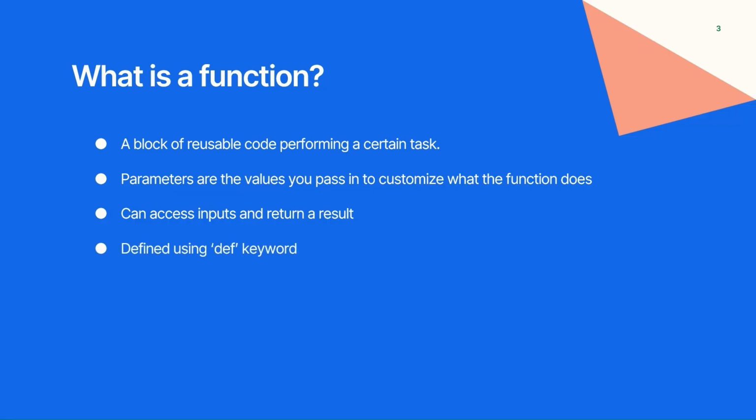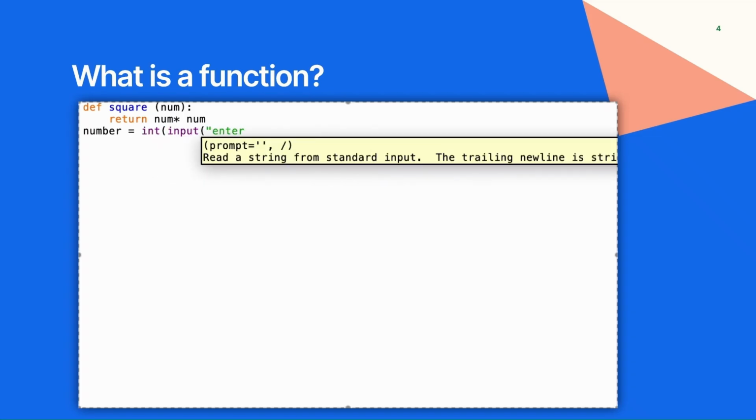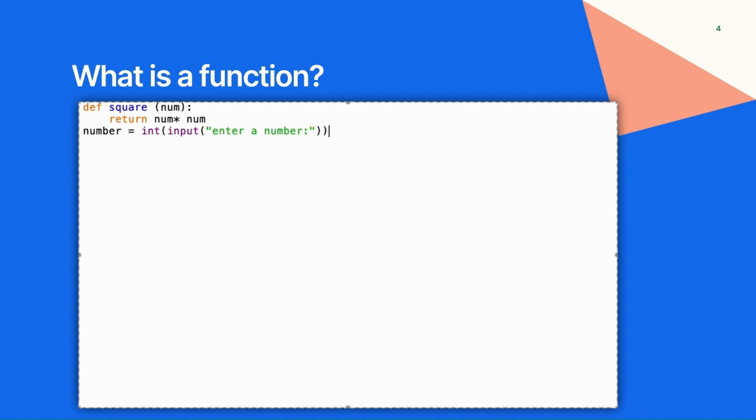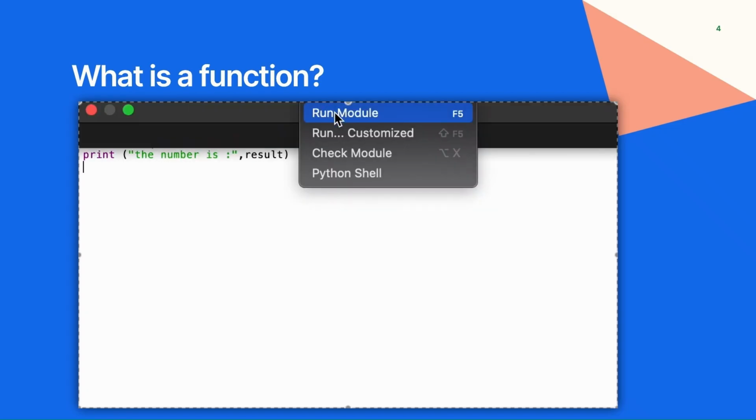Define using the def keyword. The def keyword is how you tell Python you are creating a function. In this code example, we use def square(num) to define a function named square that takes a number and returns its square by multiplying it with itself. We then prompt the user to input a number using input, convert it to an integer with int, call the function with that input, and finally print the squared result.